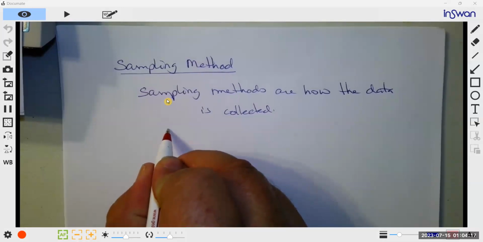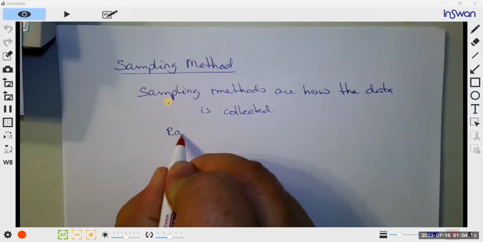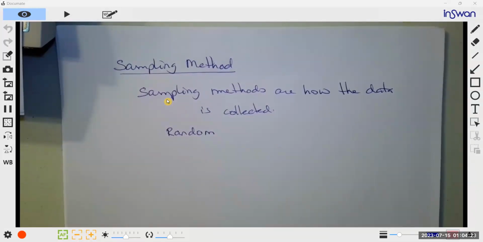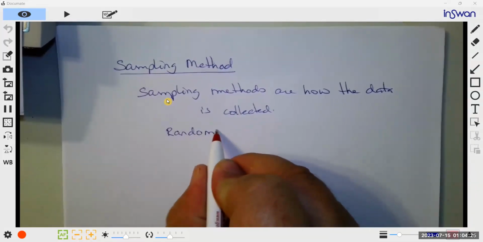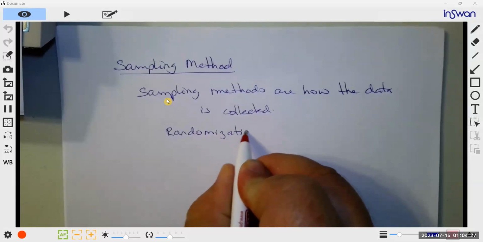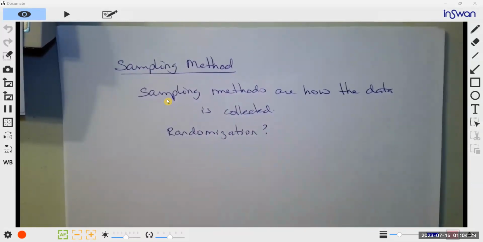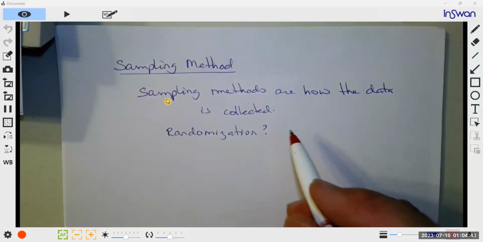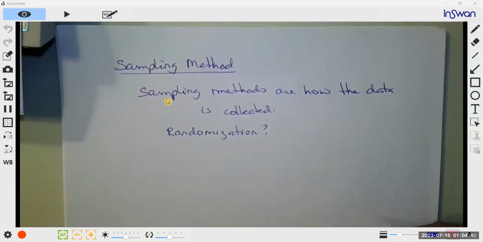We have to look at, is it random? Randomization. Is it random? Or was the data specifically observed by one person or group of people in a specific place? Or was it throughout all these places? You have to know where the data came from, what it's all about.